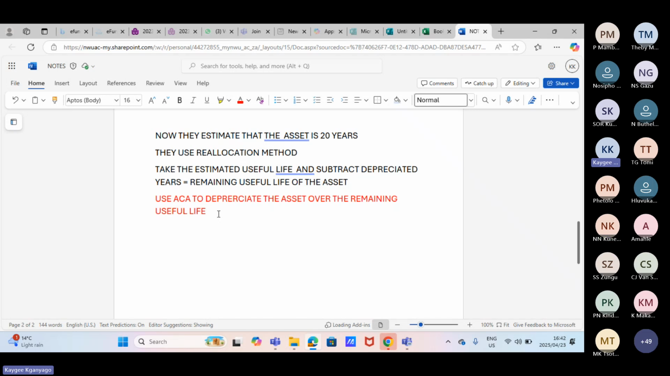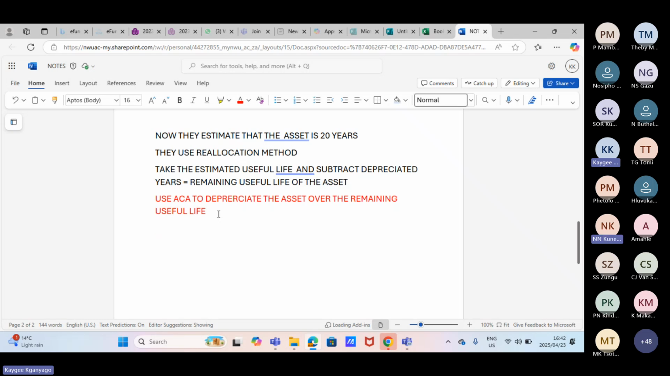Sir, I want to ask: is it possible to have a question where we'd have to do the cost model together with the change in estimates? Yes, it's possible. Everything that you see in the slide can happen.